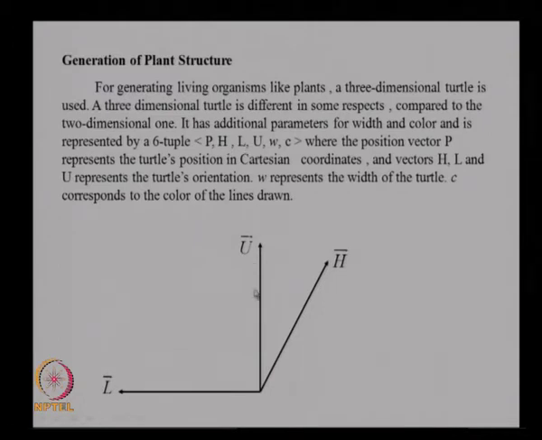H, L, U give the orientation of the turtle. Then W represents the width, and you can keep on changing the color also. So, C represents the color in which the lines have to be drawn. So, a 3-dimensional turtle has other parameters like width and color.